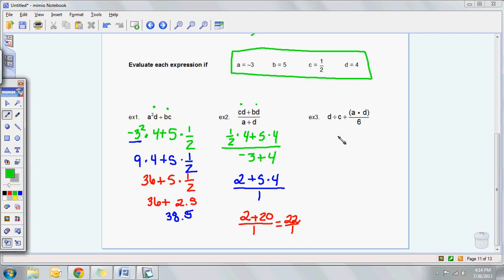And then the last one we're going to replace, same as we've been doing. So we have 4 divided by a half plus negative 3 times 4, and then 6 on the bottom. So the first thing we're going to do is our parentheses. So on the top of that fraction, we have negative 3 times 4, I'm sorry, is going to give us negative 12 over 6. I'm going to bring everything else down.